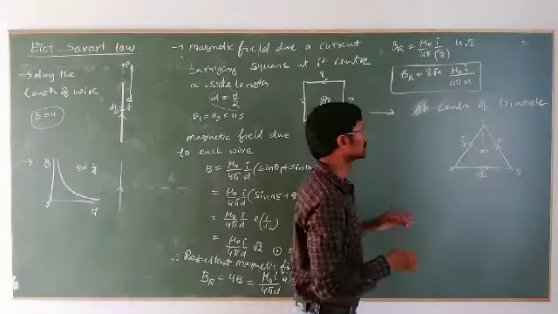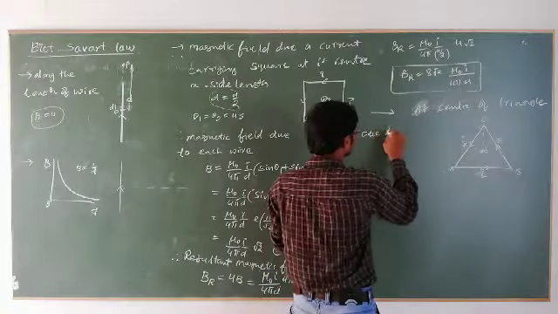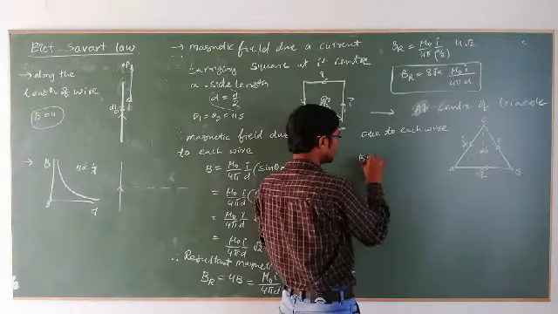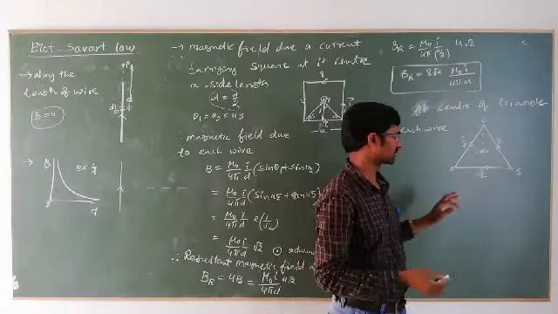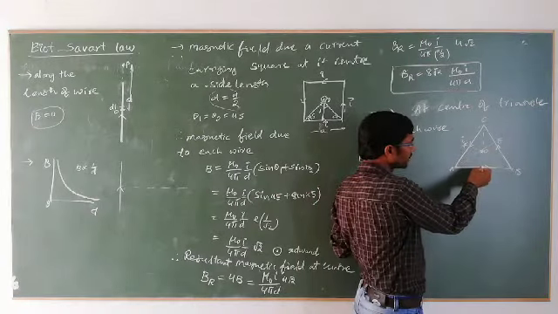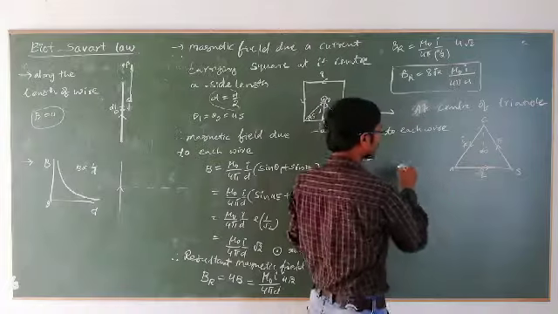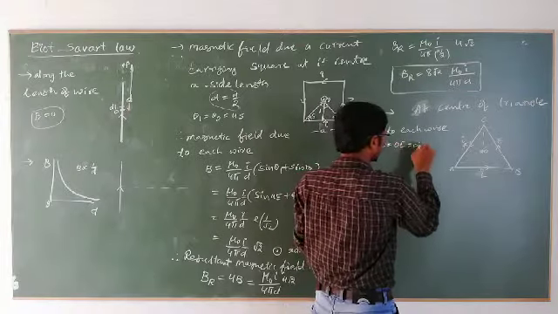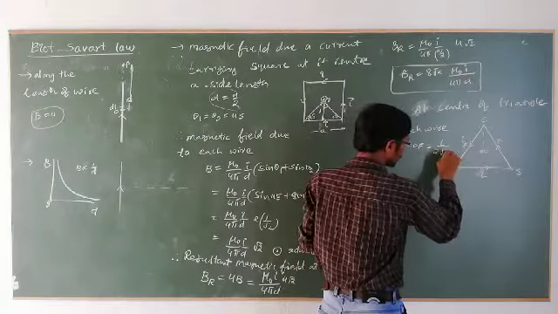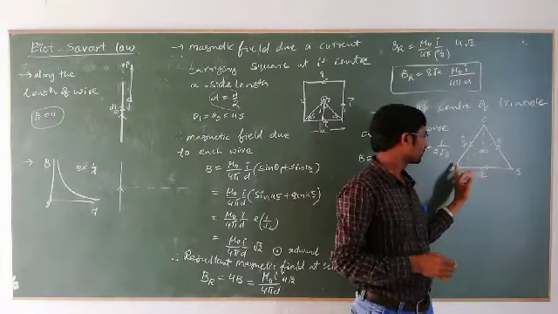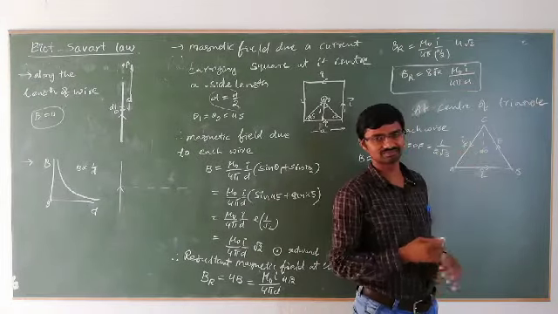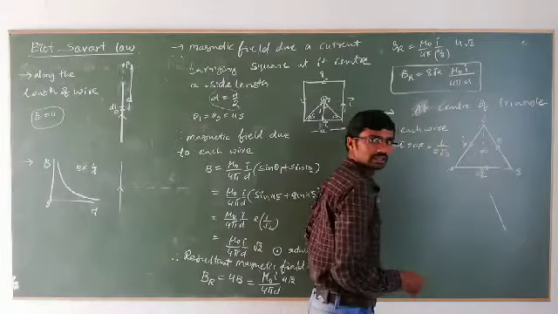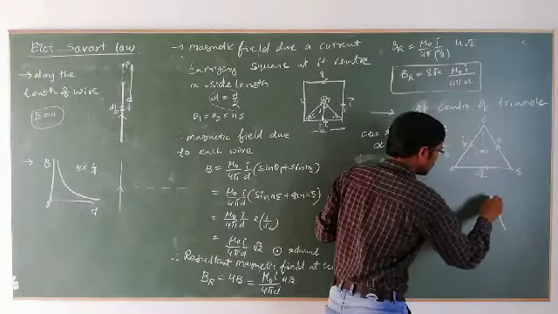Therefore, the resultant or net magnetic field at the center, B R, is equal to 4 into B, meaning B1 plus B2 plus B3 plus B4, but all are equal. That is equal to 4 into B, which is 4 into root 2 times mu naught I by 4 pi D. So this is the magnetic field due to that square.